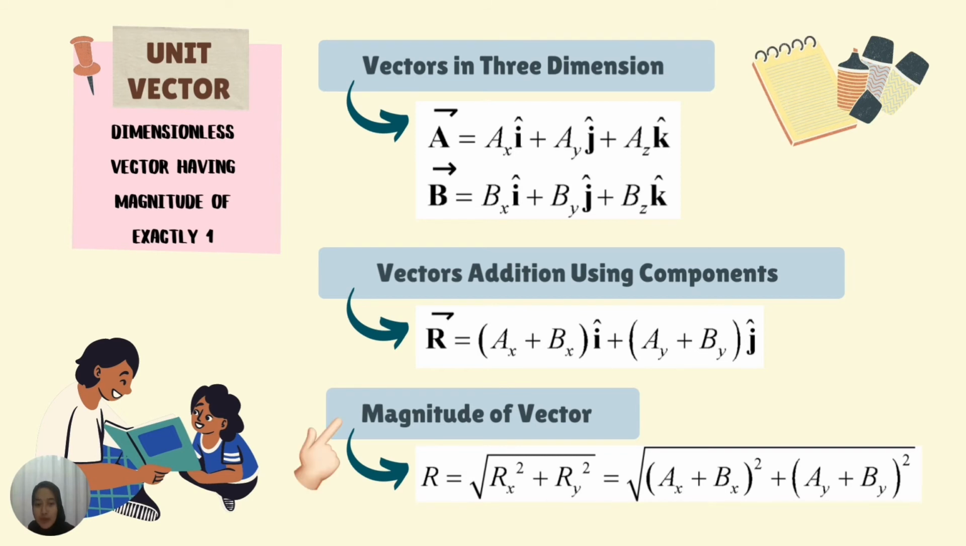Lastly, for the magnitude of vector, we must use this formula to find the resultant of vector, which is r equal to the square root of r x component squared plus r y component squared.